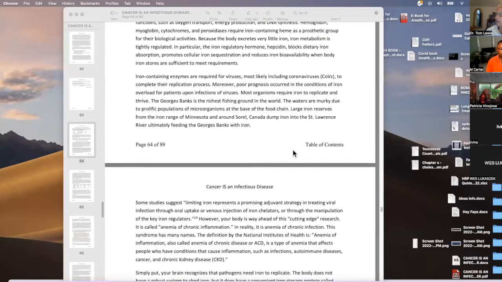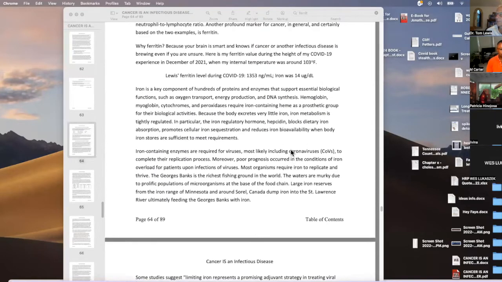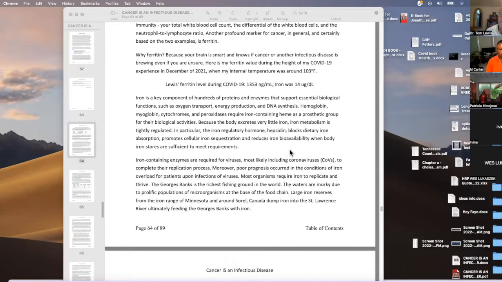But what Dr. Tremp said to me when he introduced me to anemia of chronic infection: it's anemia of chronic disease, anemia of chronic inflammation, or anemia of chronic infection. They all mean the exact same thing. So, iron is a key component for hundreds of proteins and enzymes that support essential biological functions, such as oxygen transport, energy production, DNA synthesis, hemoglobin, and so on and so forth. Because the body excretes very little iron, iron metabolism is tightly regulated.